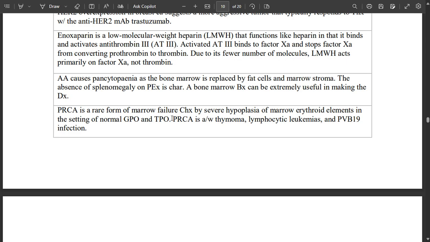PRCA is associated with thymoma. So thymoma occurs, lymphocytic leukemia occurs, and parvovirus B19 infection also occurs. So pure red cell aplasia is associated with thymoma. So there is thymoma. The thymus gland now increases because red cells are not increasing, so something has to increase. So in leukemia, WBCs increase, the thymus increases in size, leading to thymoma, and parvovirus B19 infection also occurs.